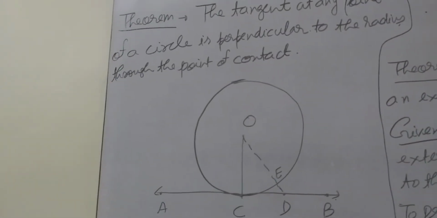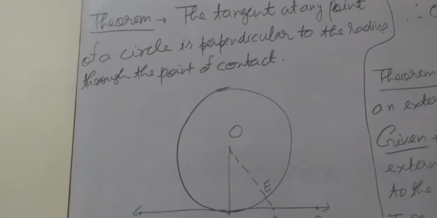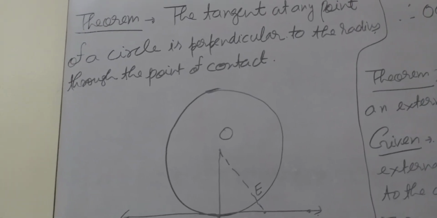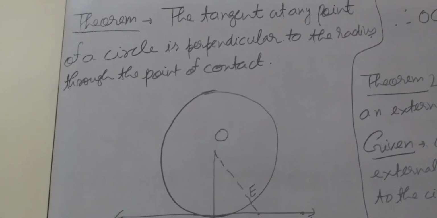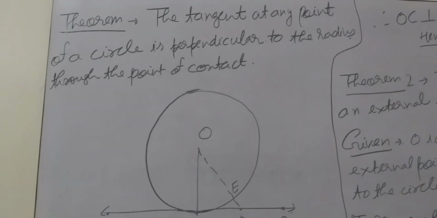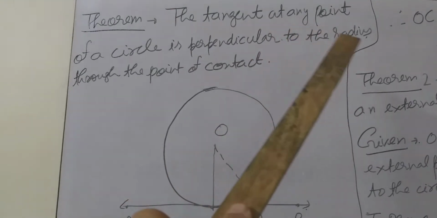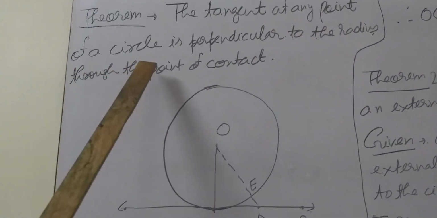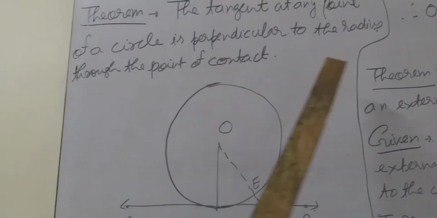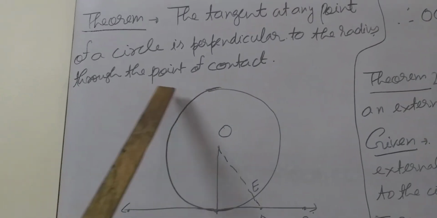Students, today we are going to learn the theorems of the chapter Tangent to the Circle. Theorem number 1: The tangent at any point of a circle is perpendicular to the radius through the point of contact.